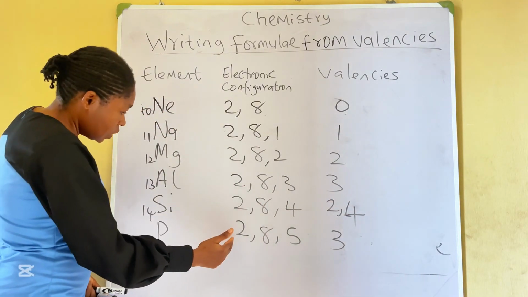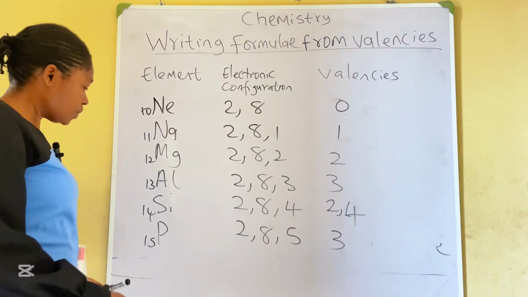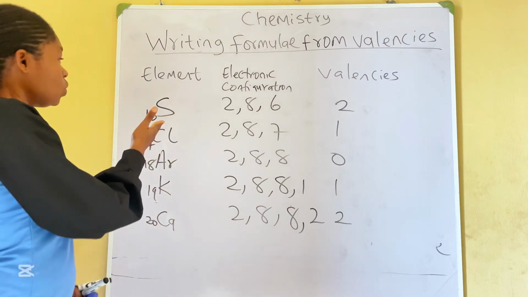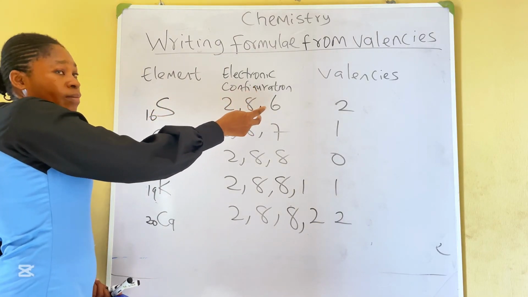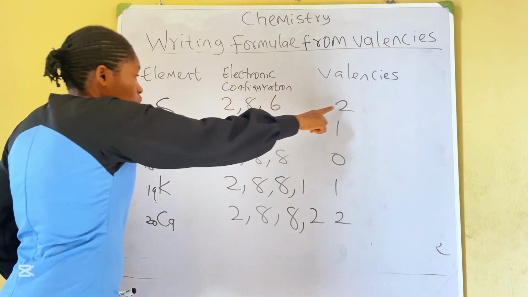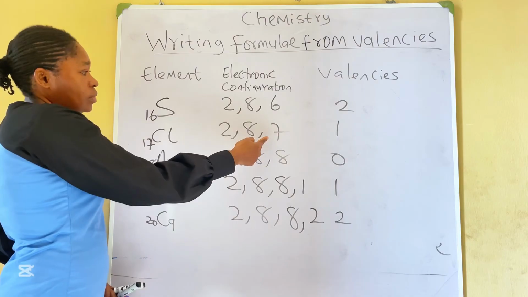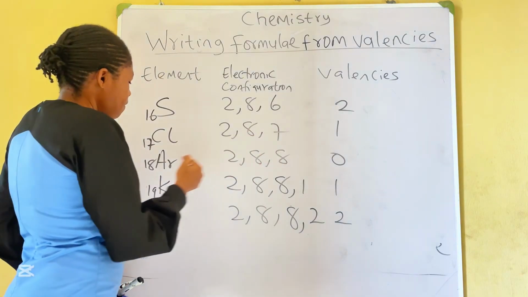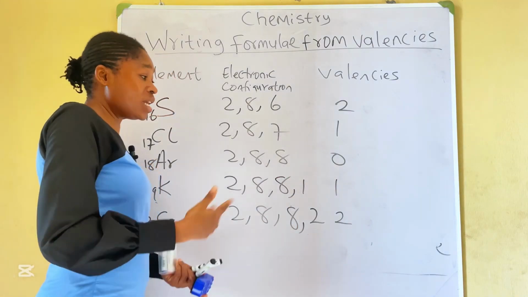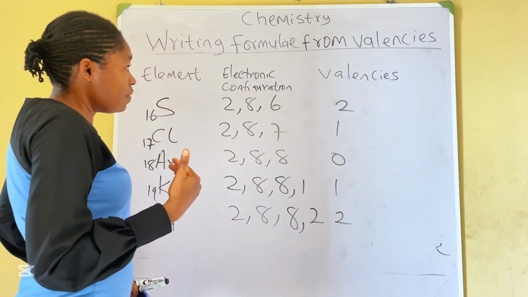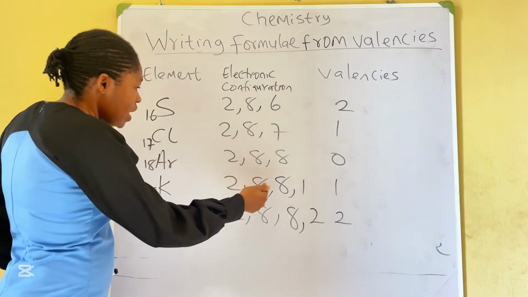Phosphorus, number 15: 2, 8, 5. So the valency is 3. Sulfur has 6 electrons in its outer shell, so the valency is 2, because it needs 2 to complete 8. Chlorine, the valency is 1. Argon already has a complete shell, 8, so it is stable. It does not have any valency. The valency is 0.